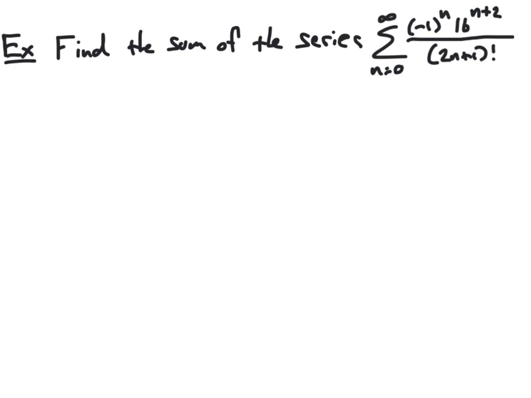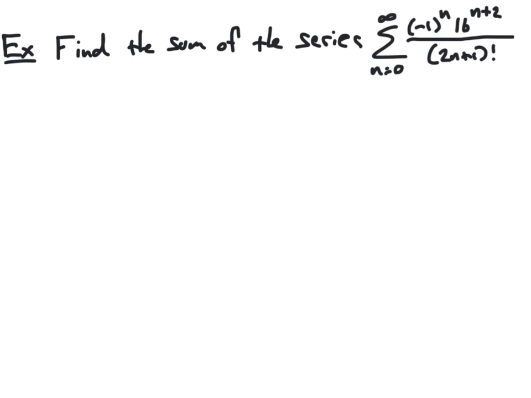In this example, we want to find the sum of the series from n equals 0 to infinity of negative 1 to the n times 16 to the n plus 2 all over 2n plus 1 factorial. In order to find this sum, we need to do some manipulation with our series term in order to make this look like the term for one of the Maclaurin series that we know.